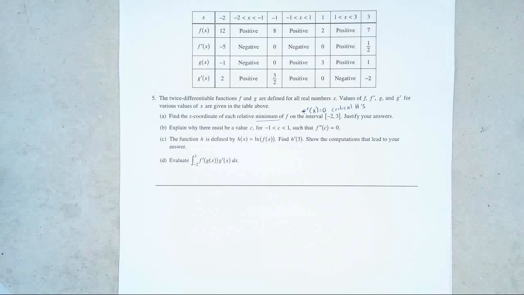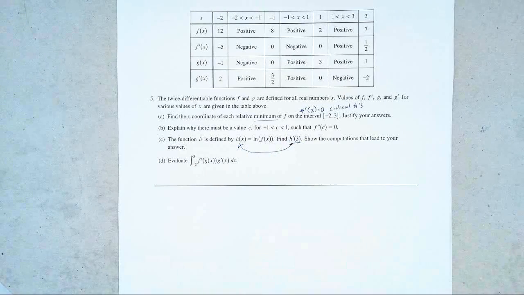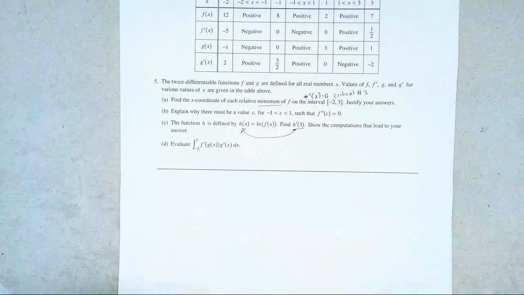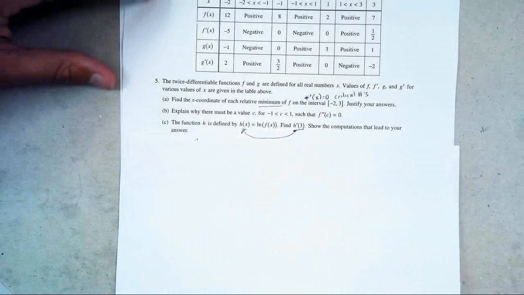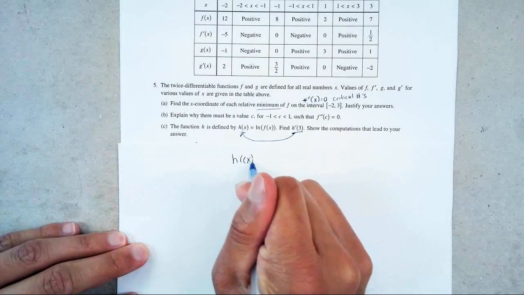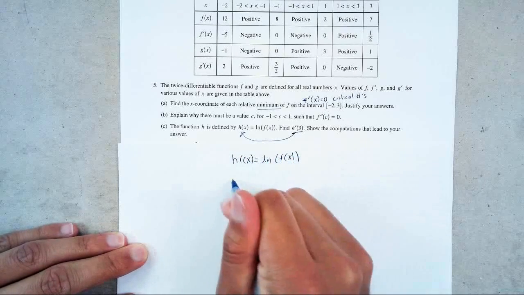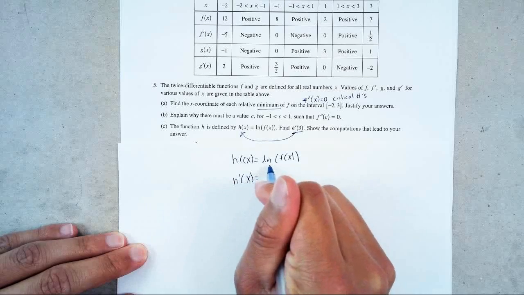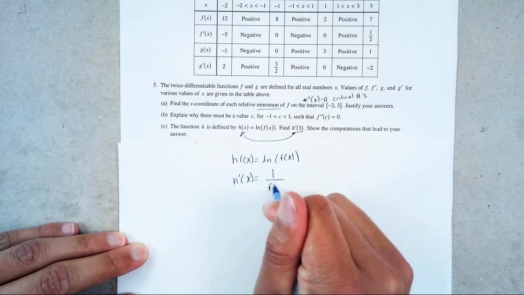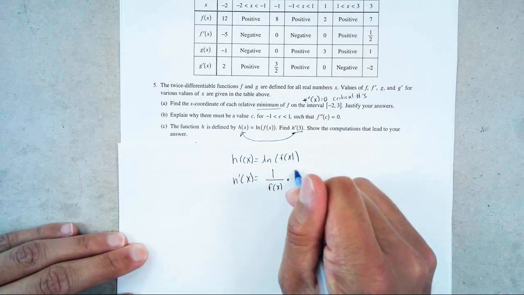Well, part C says the function h is defined by h of x equals ln f of x. Find h prime. Key word is h prime. That means you have to find the derivative of this equation right here. So then I'm going to go ahead and find that derivative. Remember, use the points that we have. So since h of x equals ln f of x, h prime of x is equal to, well, what's the derivative of ln? 1 over the inside times the derivative of the inside. But the inside is f of x, so the derivative of f of x is just, don't overcomplicate it, f prime of x.